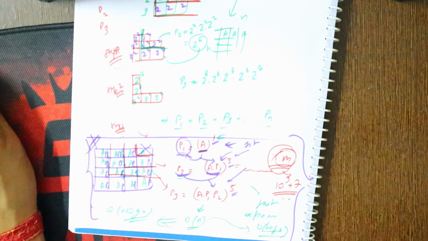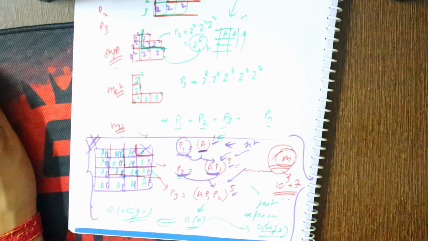For the next step, we have to multiply the P2 to every other element. So for every other element, I will multiply P2, P2, P2, P2, P2, P2, P2. Understanding? So for this step 3, when I will remove this, what will be this? P3 equal to A, P1, P2 whole 5. Understanding?